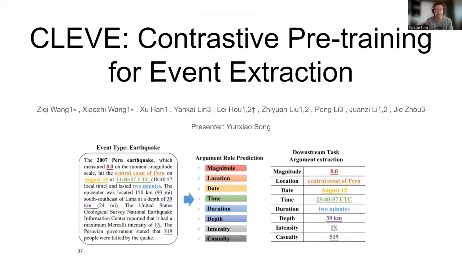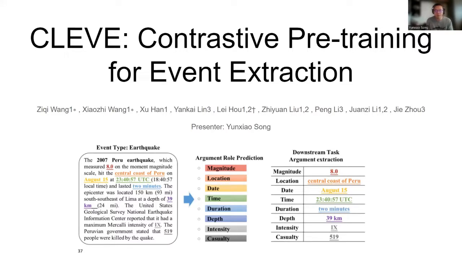Hello, everyone. My name is Yun Xiao, and I'm going to talk about this 2021 paper by Wang Ziqin and the team. It is called CLEVE: Contrastive Pre-training for Event Extraction. I selected this paper because it used a pretty intuitive method for such tasks, which I think gives interesting results.